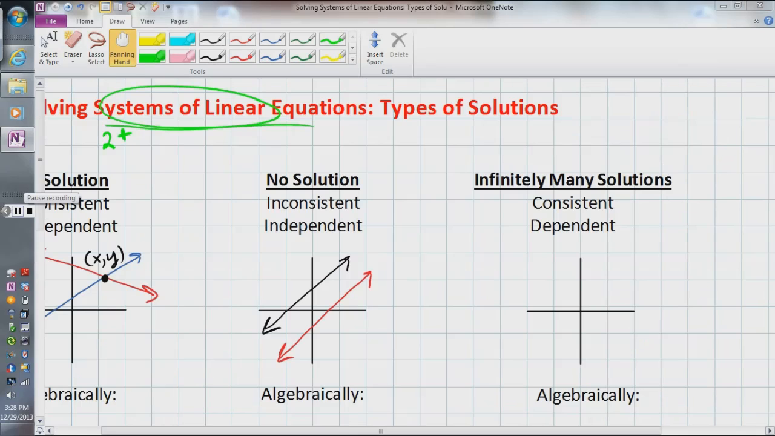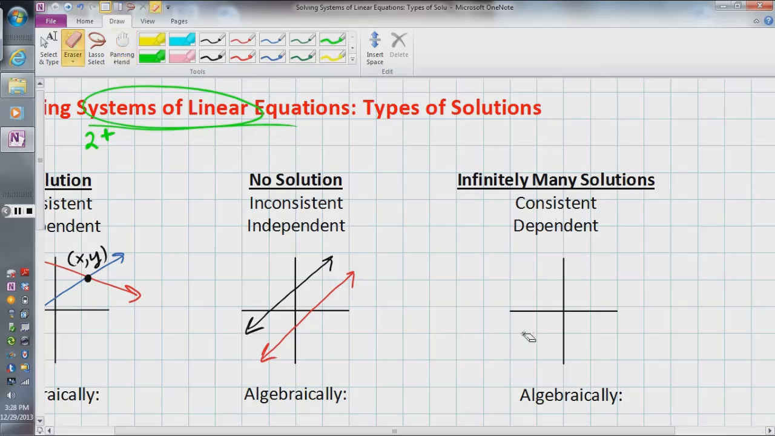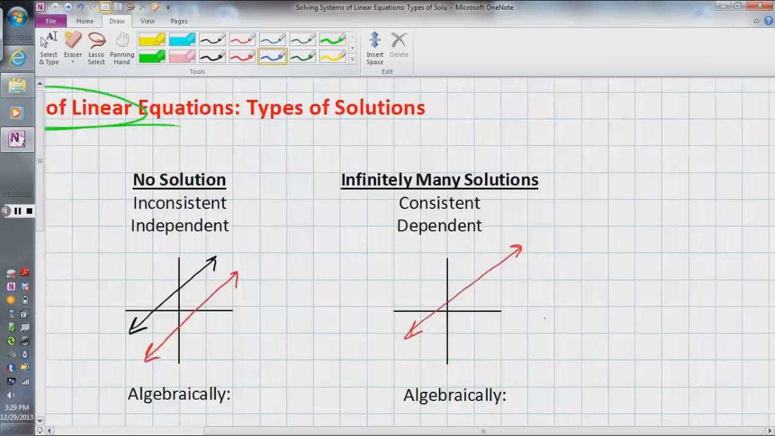The last scenario is when we have infinitely many solutions. In this scenario, when we go to graph our two lines, what we find is that the two lines are laying right on top of each other. In other words, when we're looking for the point of intersection, they're effectively the same line, different equations for the same line, and so they are always touching. We would say there are infinitely many solutions.